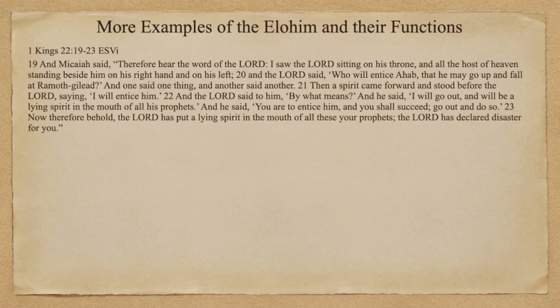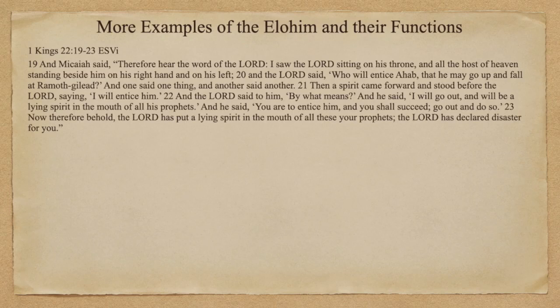Micaiah is speaking to Ahab, and he says in verse 19, "And Micaiah said, Therefore hear the word of the Lord. I saw the Lord sitting on his throne, and all the host of heaven standing beside him, on his right hand and on his left. And the Lord said, Who will entice Ahab, that he may go up and fall at Ramoth Gilead? And one said one thing, and another said another. Then a spirit came forward and stood before the Lord, saying, I will entice him. And the Lord said to him, By what means?"